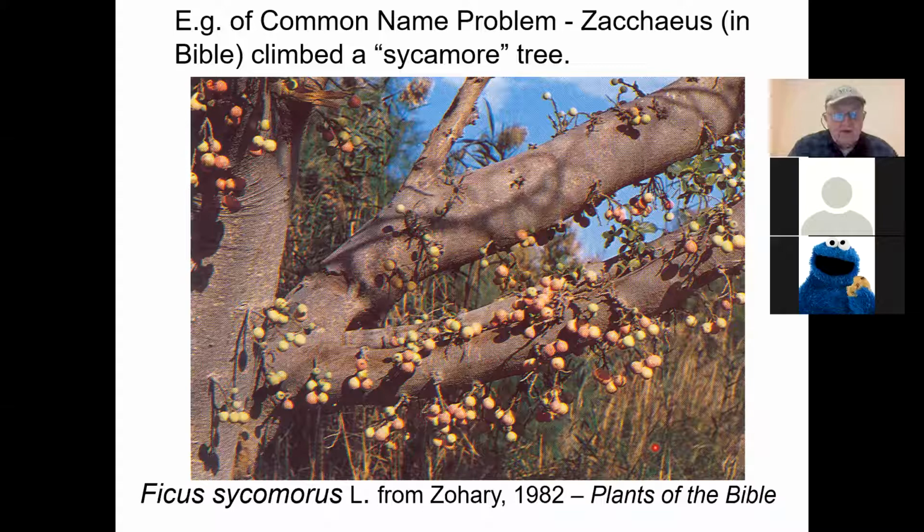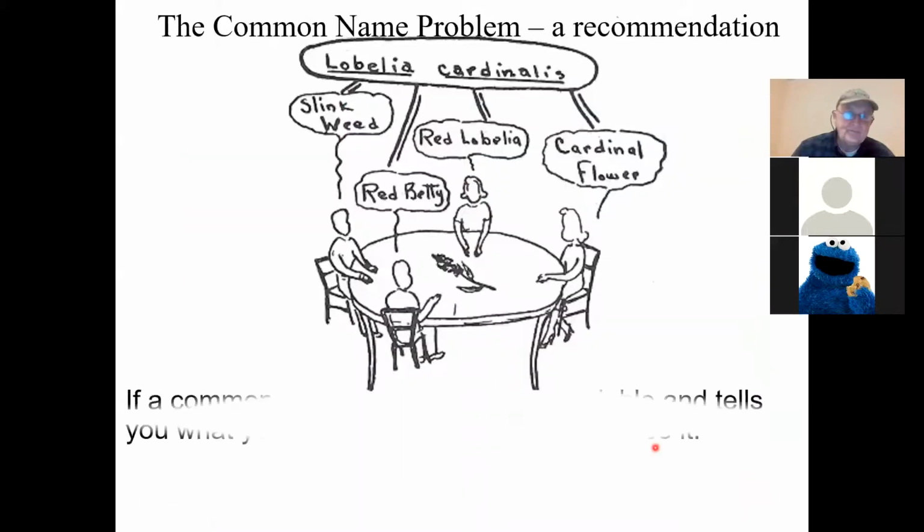But Ficus sycamorus is the scientific name for this plant. There are 850 species of figs, and this is one of them. It is not a sycamore. I had visions of Zacchaeus climbing a sycamore tree, which is totally unrelated. So it misled me. In the United States there's a western sycamore and an eastern sycamore, and there's sycamore in other parts of the world, but it's not the same as the fig type sycamore.